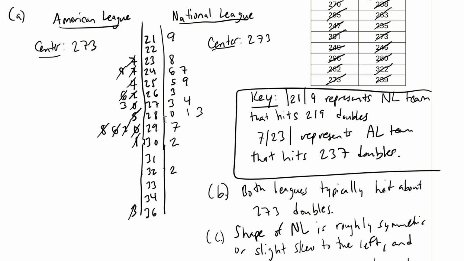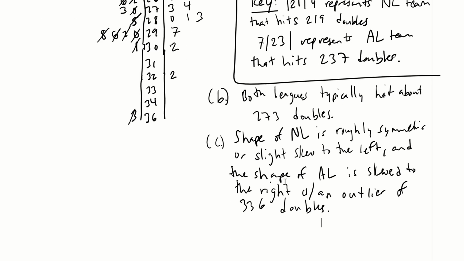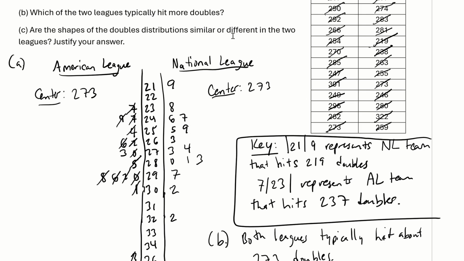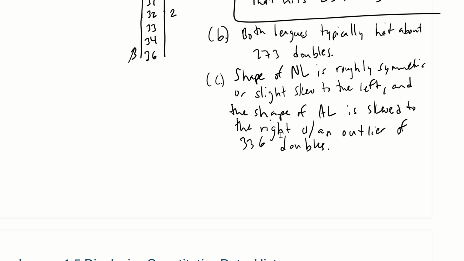So we talked about the shape. They both have gaps, so that's similar. They both have a single peak, but we're looking at the differences here, similar or different. So we justify our answer.